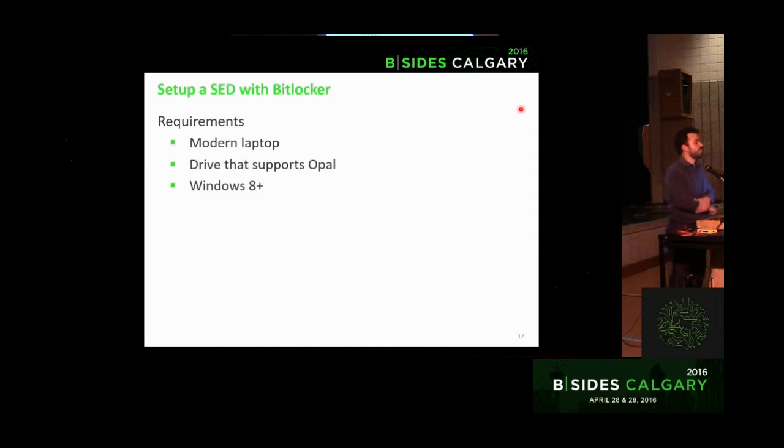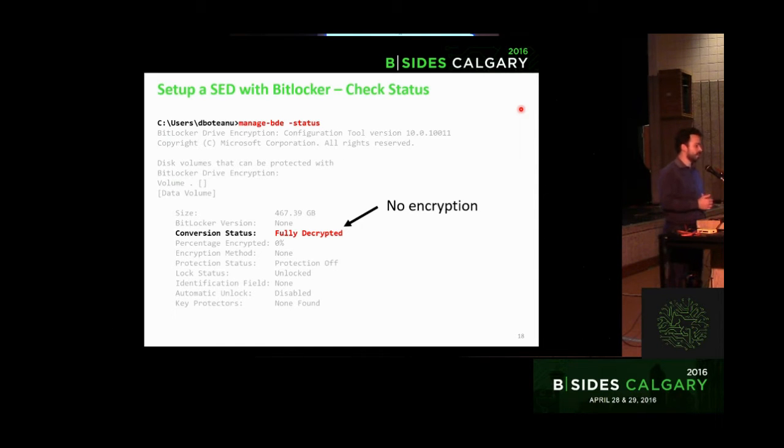I'm going to show you how to do it with Windows, with BitLocker. There's a lot of other management software that can do this. There's WinMagic, there's SecureDoc, there's McAfee, there's Symantec, there's all of the software that handles hard drive encryption, pretty much handles self-encrypting drives. You need a drive that supports the OPAL standard and a modern laptop.